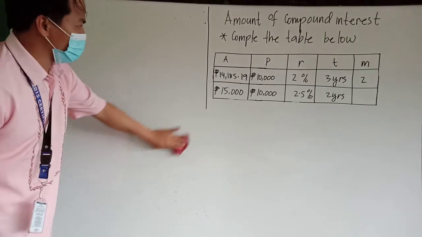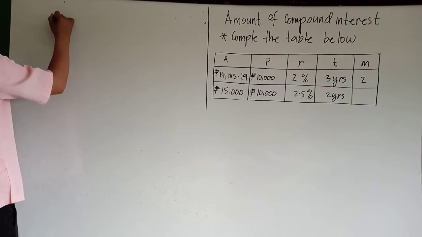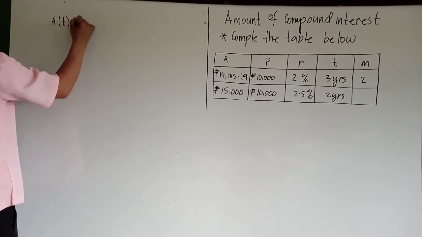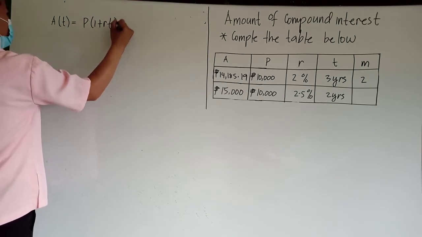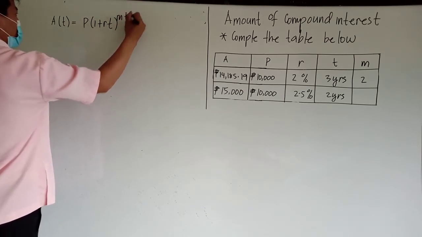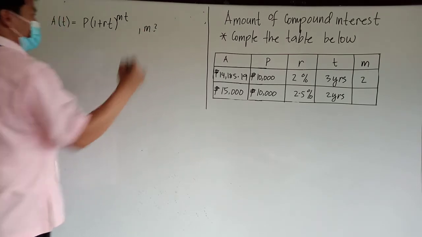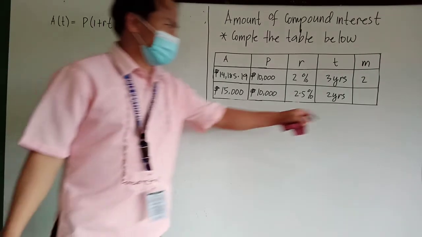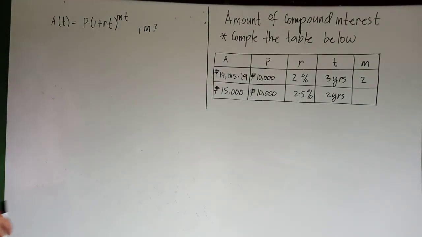Okay, for the number of compounding periods, we will have to use the formula A of T is equal to P times 1 plus rate times time to the power of M times T. We want to solve for the M, okay? Because that is being asked in the problem, the number of compounding periods. At this time, we will have to use the principle of the logarithm, no?